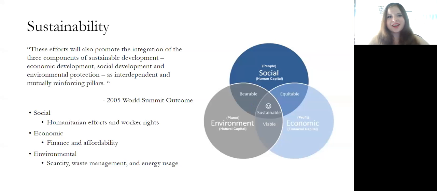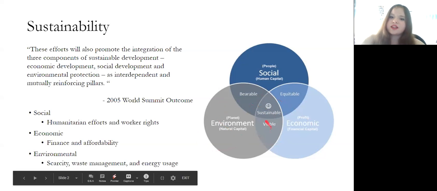So, by now you've seen this slide a lot. Sustainability, 3 pillars: environment, social, and economic. This presentation is specifically focused on the environmental pillar.